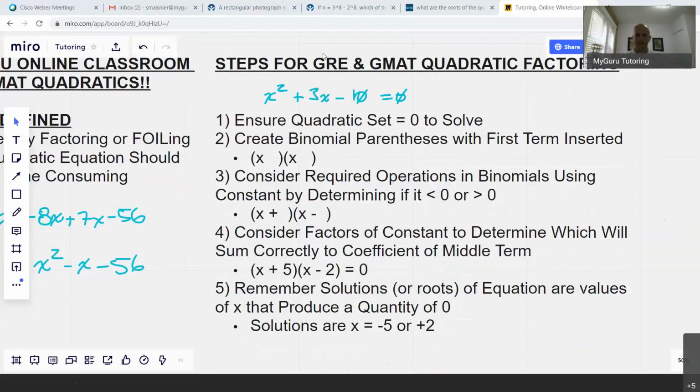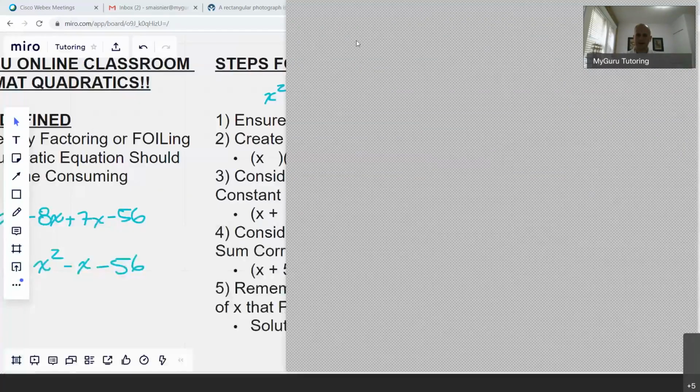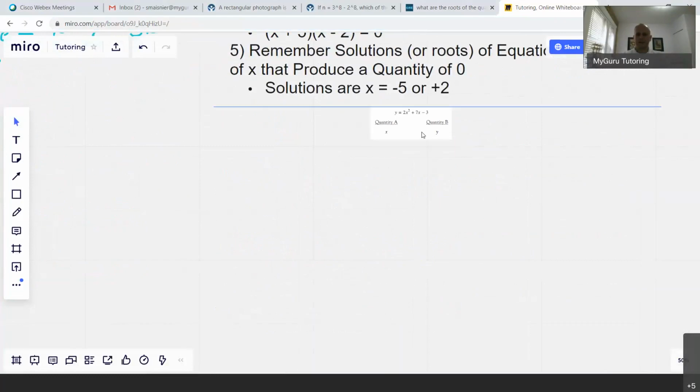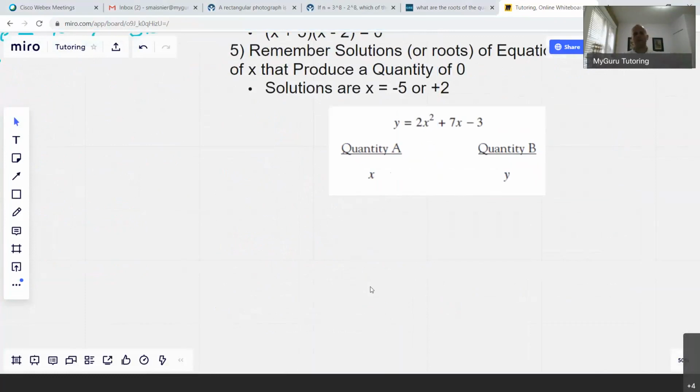So let's go over and do a sample problem, a practice GRE. Let's just consider this little problem here. There we go. And so I'll just make that bigger, and that's big enough. So the thing to recognize about a problem such as this is that it looks quadratic, right?